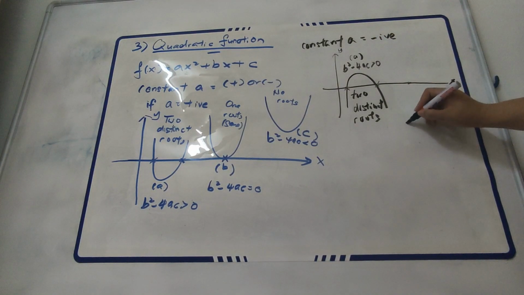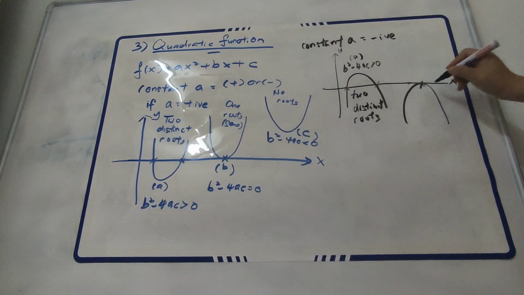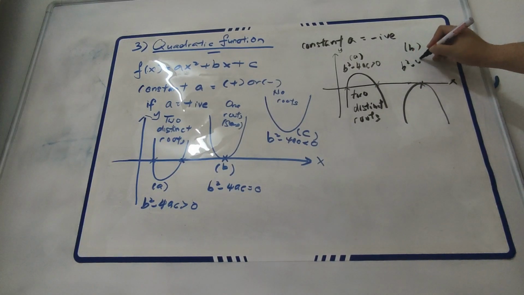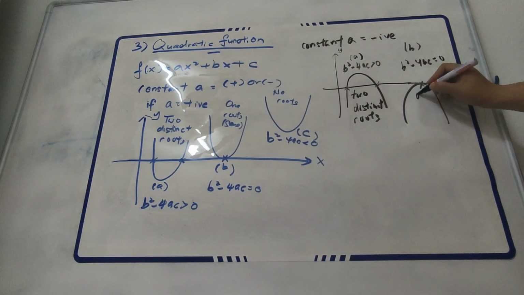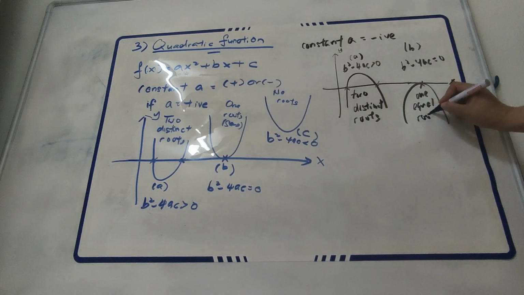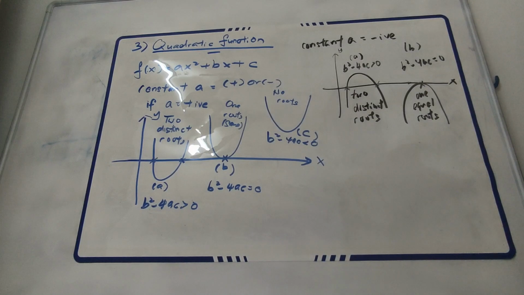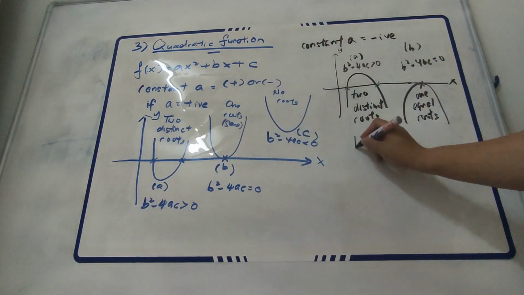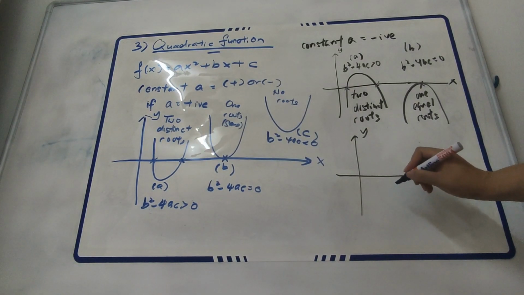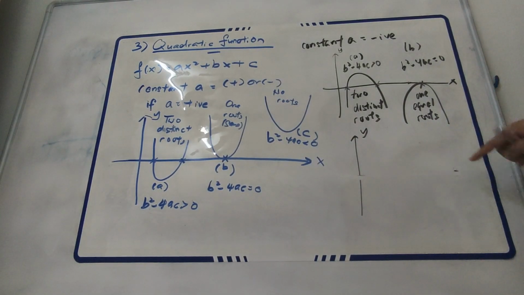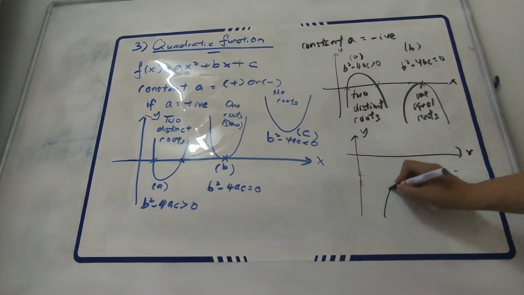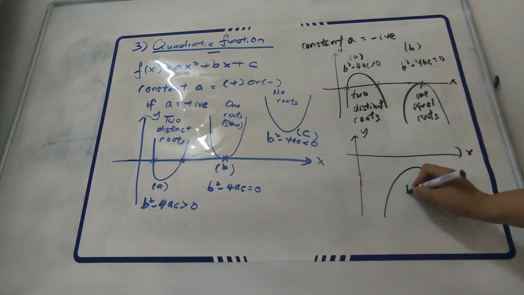And another one is case b. Let's say here you have b squared minus 4ac equals to 0, 1 equal root. Okay, the last one is also the same. Let's say the curve points this way, above the x-axis, so this one has no roots.